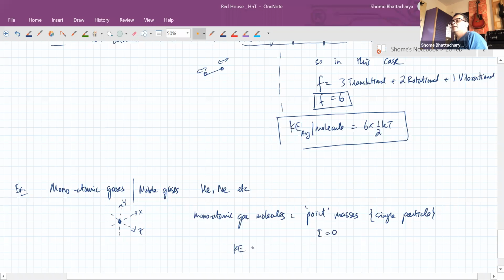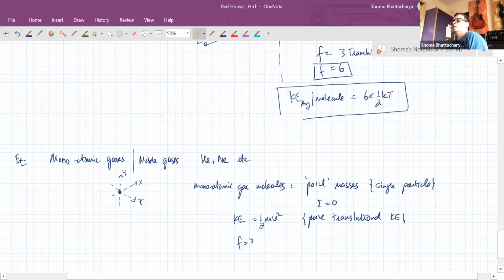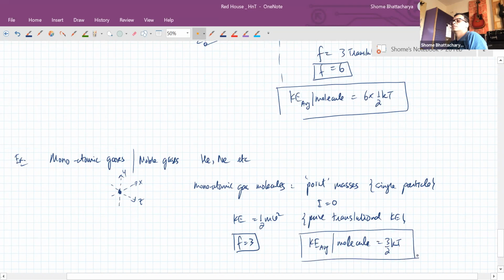So the kinetic energy is only half m v square. It's pure translational kinetic energy. So degrees of freedom is 3. So average kinetic energy per molecule is 3 by 2 k T. So the standard value for diatomic molecules is 5 by 2 kT, and for monoatomic molecules it's 3 by 2 kT.